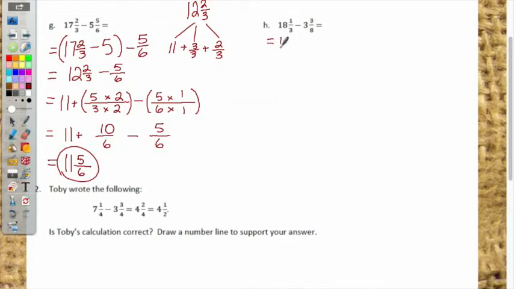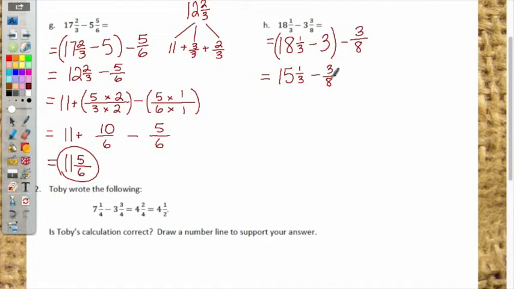When I rewrite H, 18 1/3 minus 3/8. Write this as we're going through it. What is 18 minus 3? 15. 15 and 1/3 minus 3/8.